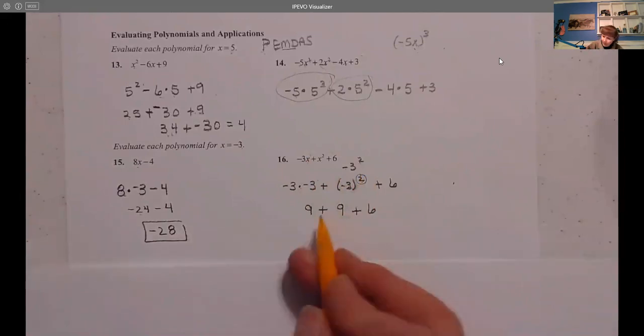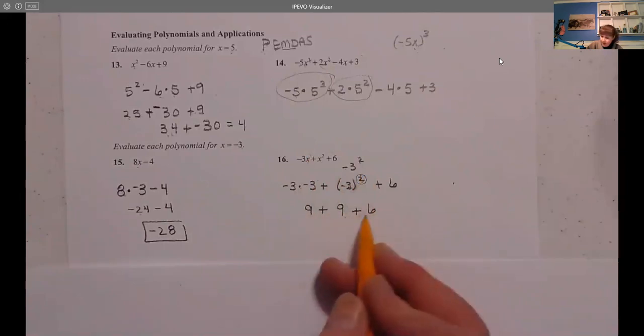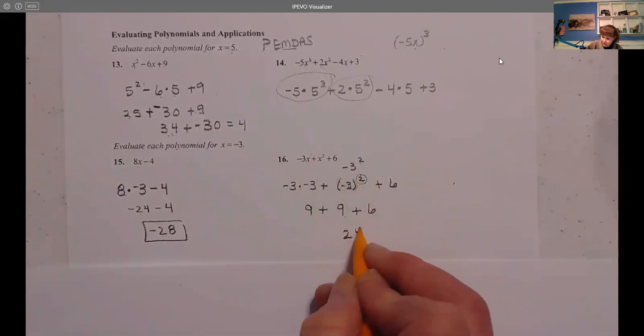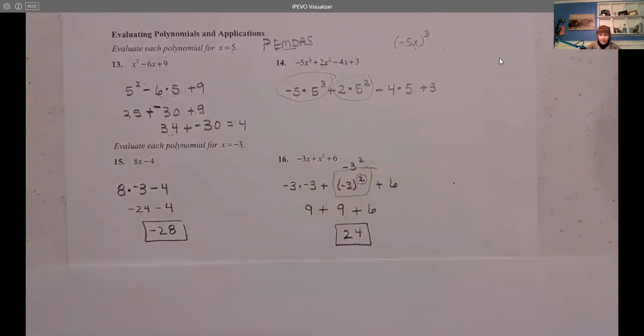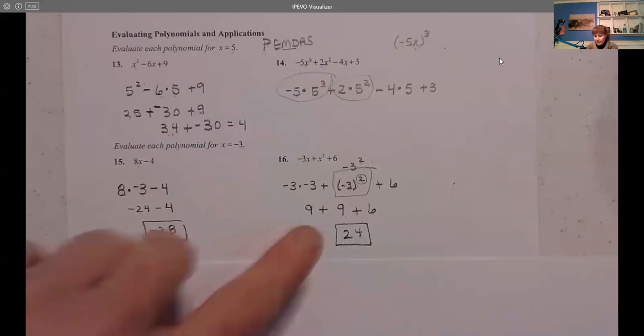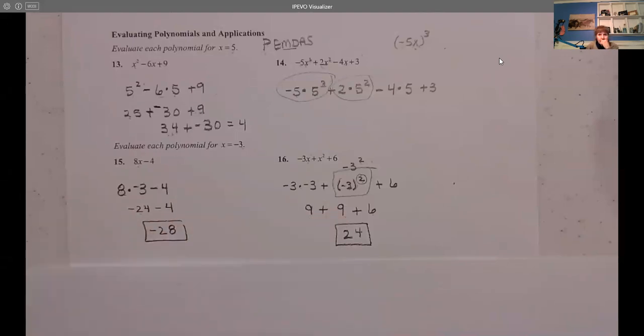Let's see. We come up with all addition. So we have the 9 plus the 9, which is 18, plus the 6 is 24. So that is the only problem spot, is right there, is that when you square the negative 3, it's a positive 9. All right. Okay. Wow. I think that's it.